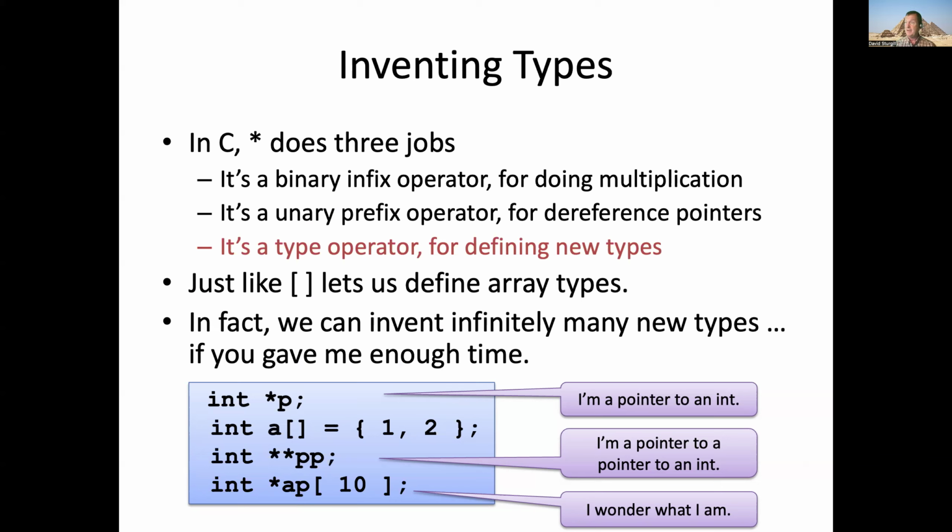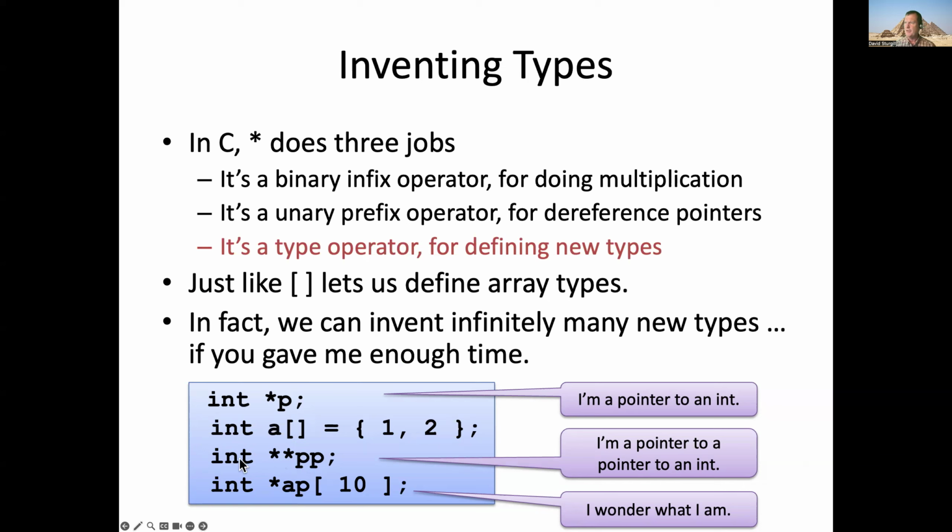So we could start combining these things. P declared like this is, well, this is easy. It's a pointer to an int. A is an array of ints. PP down here would be, well, it can hold the address of an int, or said a little bit differently, it would be a pointer to an int.